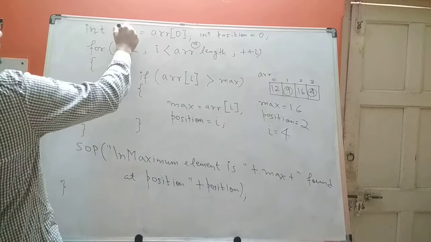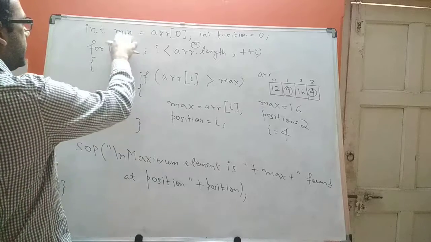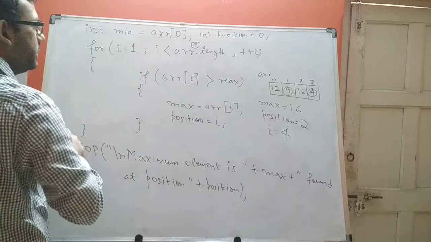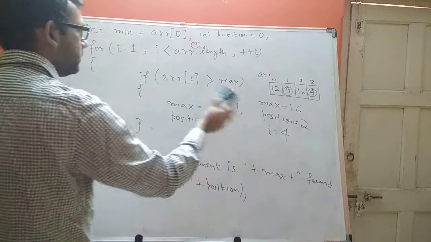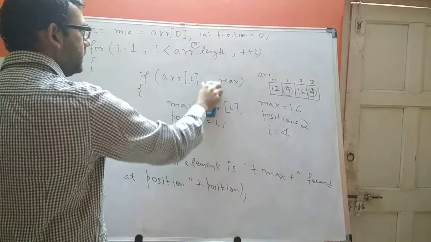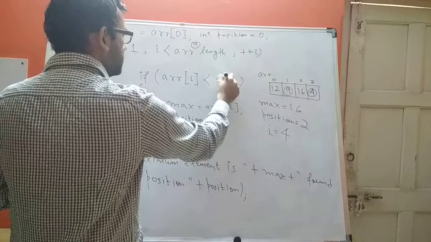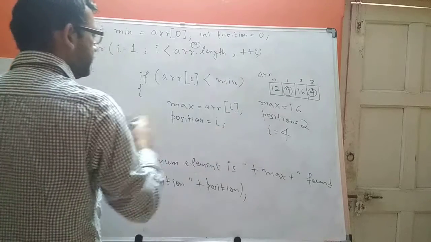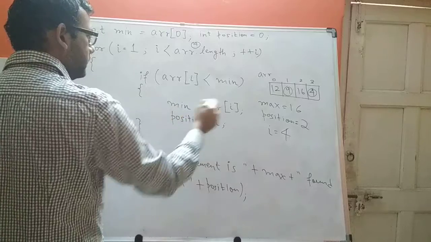So I'll be making the changes. You have to write the entire program, okay? So I'll assume the first element to be my minimum. And next, I'll let the array remain the same for me to do the dry run. Now I'll check if the current element happens to be less than my minimum, then I'll update my minimum to the ith element.